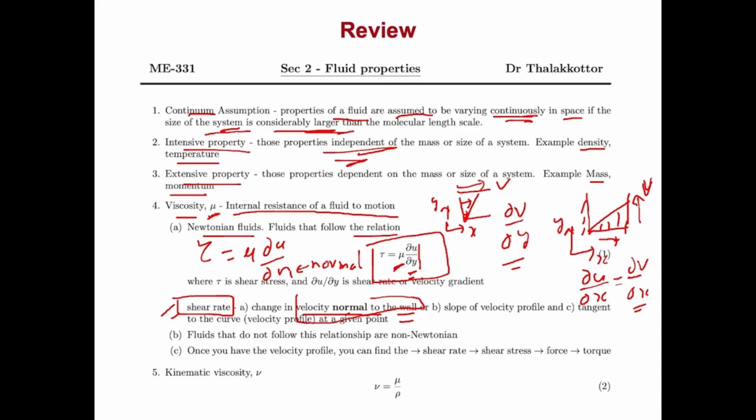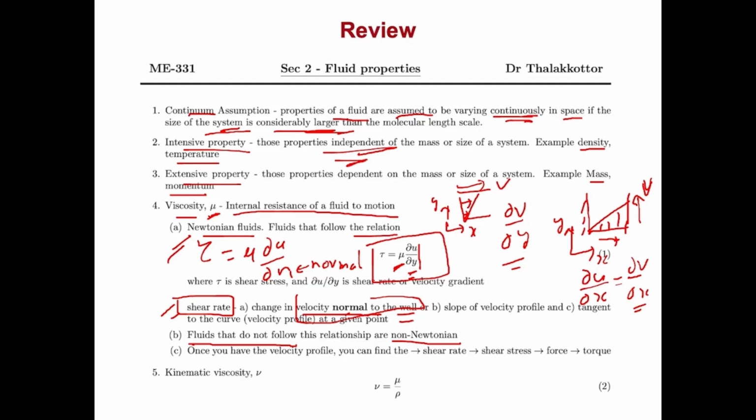So the next thing: we just talked about Newtonian fluids, right? That's the one that follows this relationship. But there are other fluids which do not follow this relationship, and those are called non-Newtonian, right?